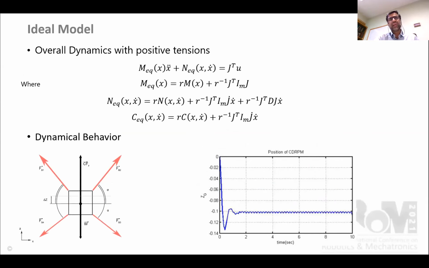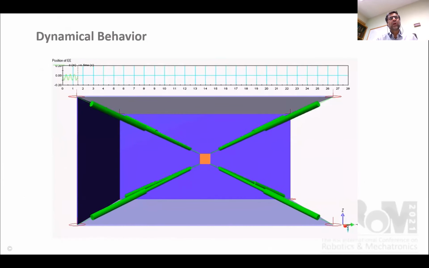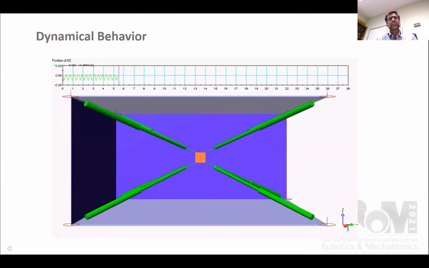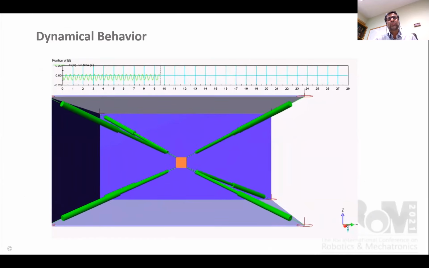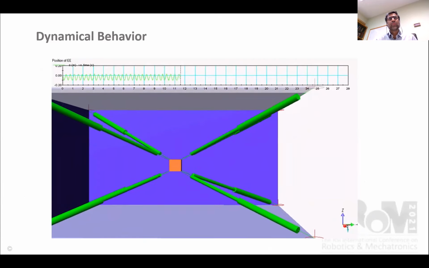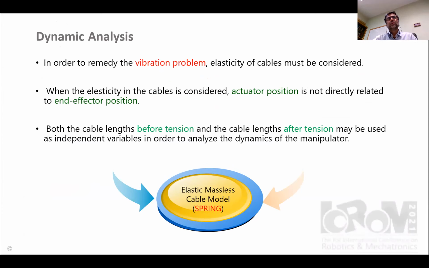But it should be noted that ignoring the elasticity of the cable in our analysis may lead to unwanted vibration in the end effector. This situation is very harmful when the application needs high speed or high stiffness. Because of this, we should include the elasticity of the cable in our dynamic analysis of fully constrained CDPR.